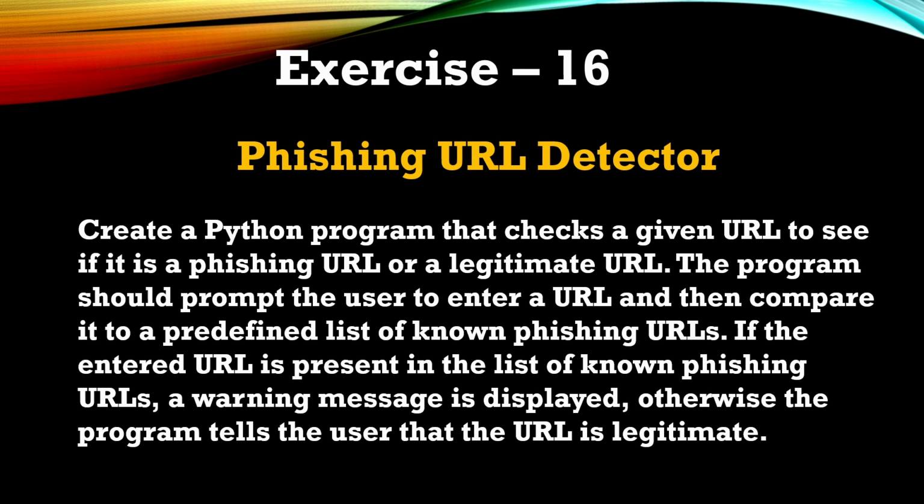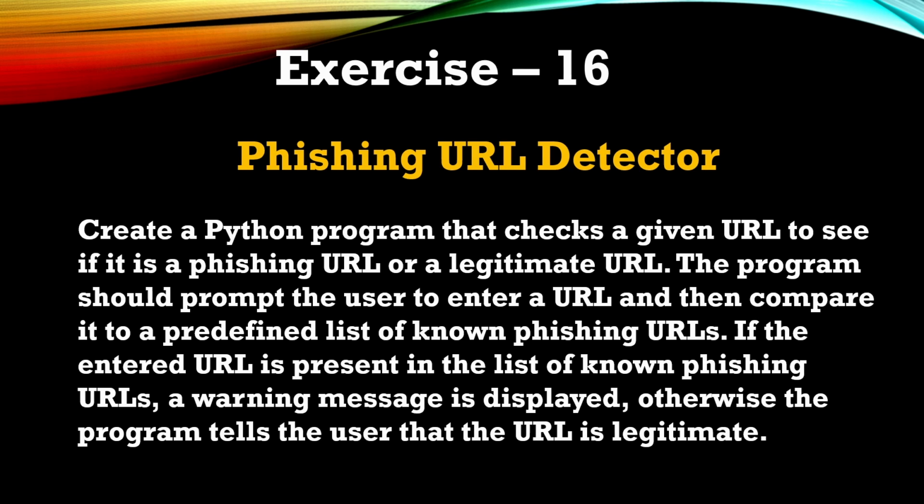And here is our question: create a Python program that checks a given URL to see if it is a phishing URL or a legitimate URL. The program should prompt the user to enter a URL and then compare it to the predefined list of known phishing URLs. If the entered URL is present in the list of known phishing URLs, a warning message is displayed. Otherwise, the program tells the user that the URL is legitimate. So basically, this is going to be our phishing URL detector program.